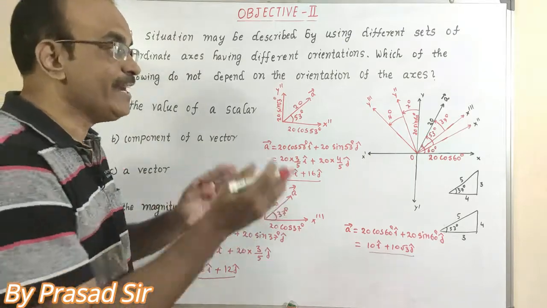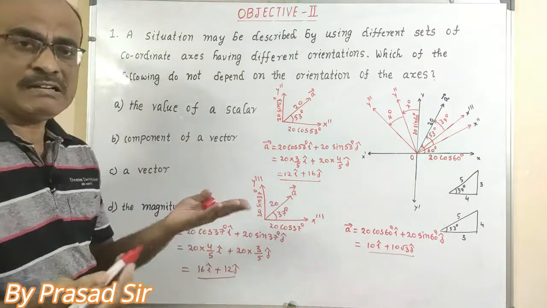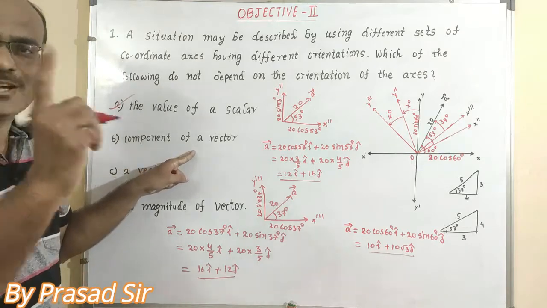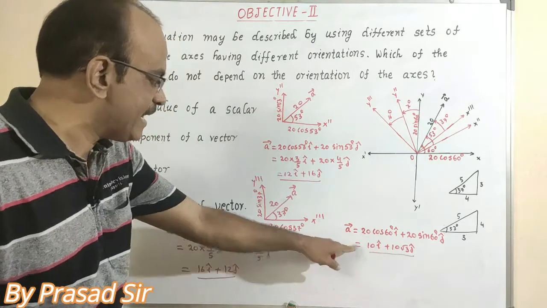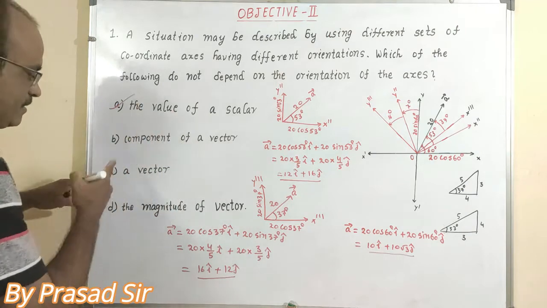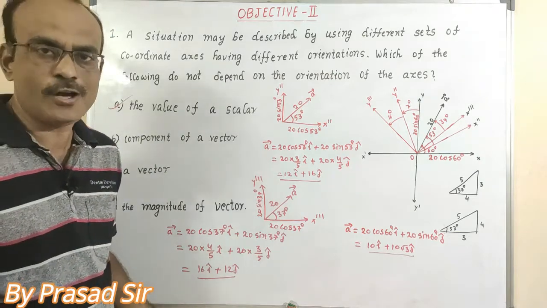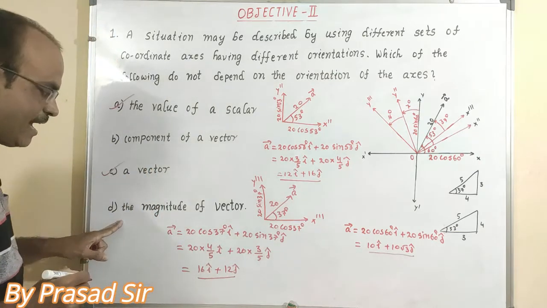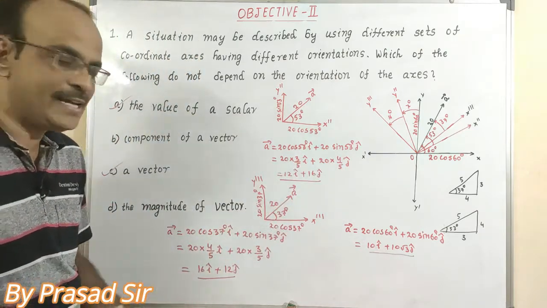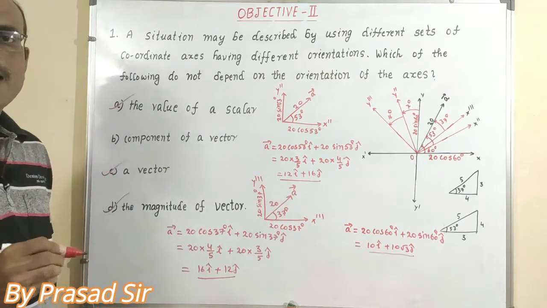These are the vectors we are getting by changing the orientation of the axis. Observing all of those, the value of the scalar does not change. And the component of a vector, that only changes. See that by changing the angle, we are getting different components. So the components change. Next, the vector A is the same, it has also not changed. And the magnitude of the vector, calculated for all of these, gives the same magnitude. So that's why options A, C and D are the answers.